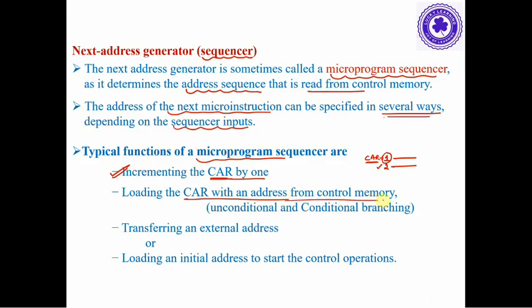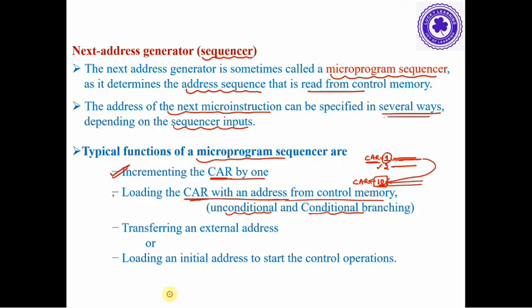Or else, loading the CAR with an address from the control memory. Suppose it is executing instruction 1, and next it has to jump to instruction 10. Then CAR should not be incremented. CAR is to be loaded with address 10 so that it makes a jump to the 10th instruction in the control memory, and it is going to execute a microprogram that starts from instruction 10. That is called loading the control address register with an address from control memory. Actually, this is required in the case of conditional or unconditional branch.